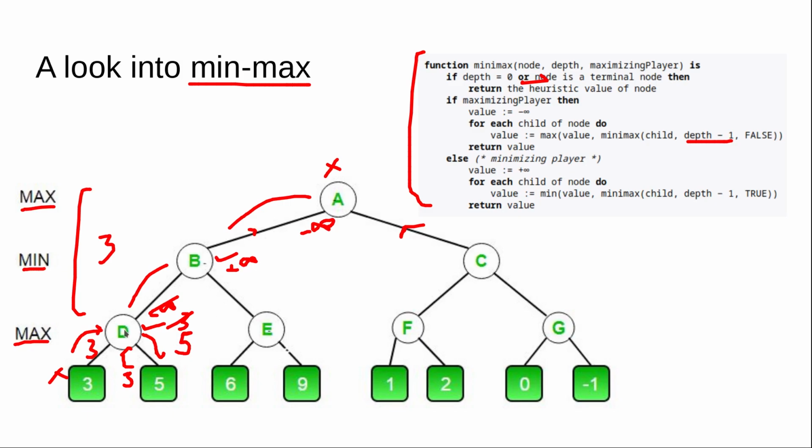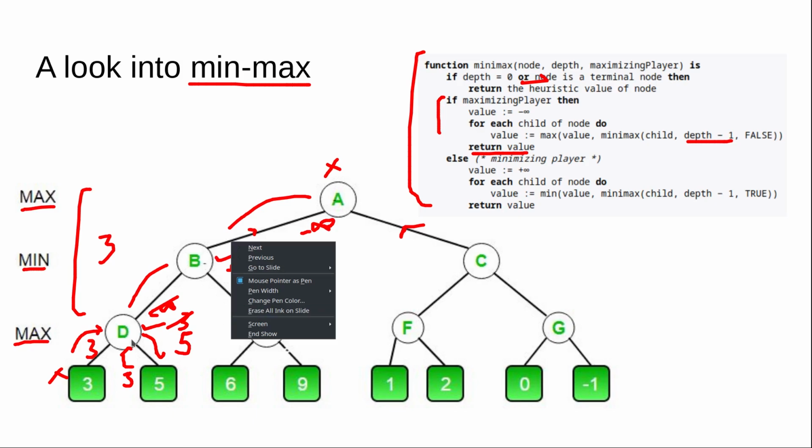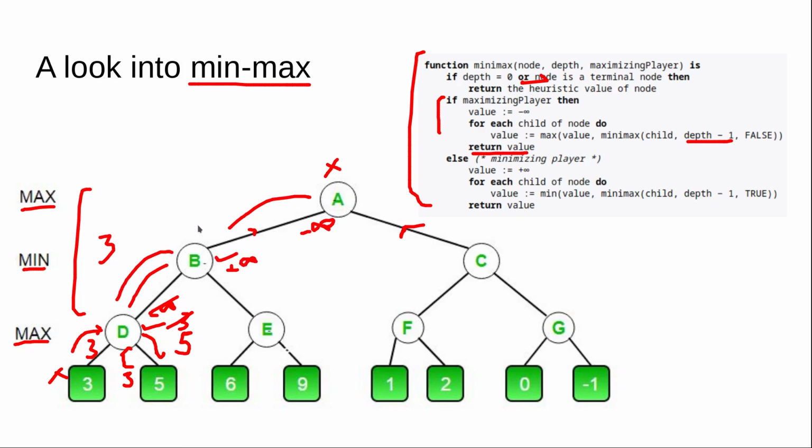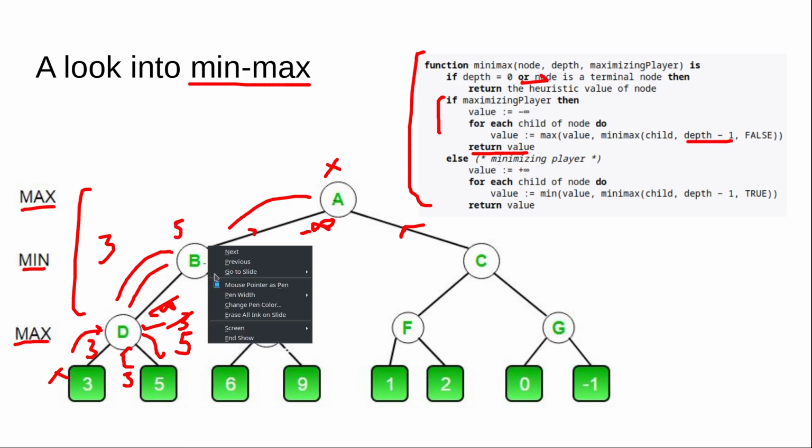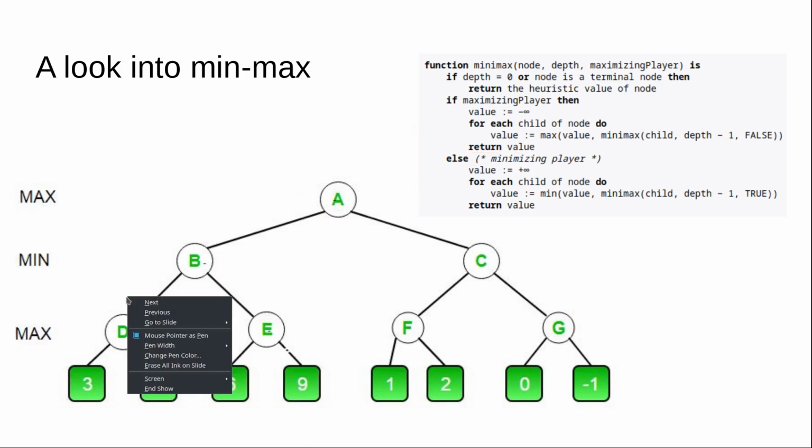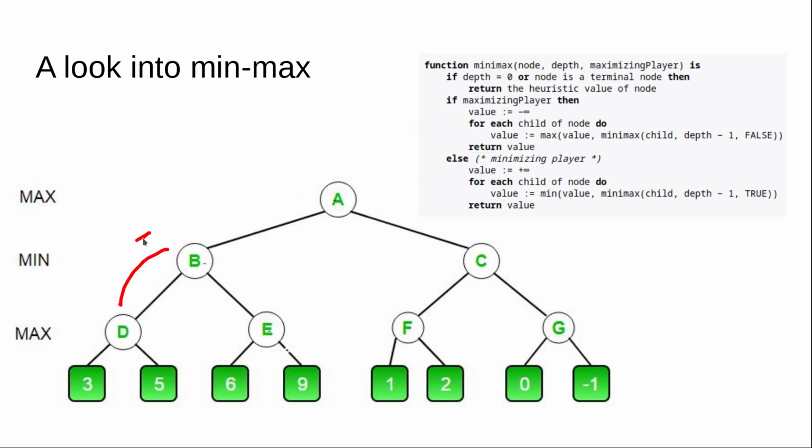So I have explored all of my nodes and reached the end of this call, so I would be returning the maximum value. Let me clear the screen. I will return a value of 5 over here.